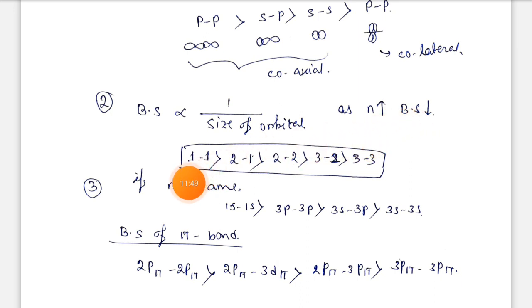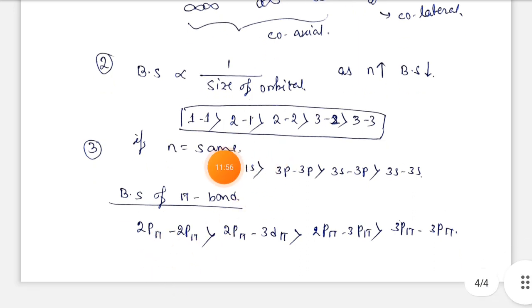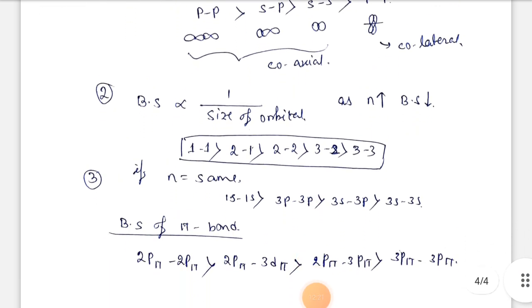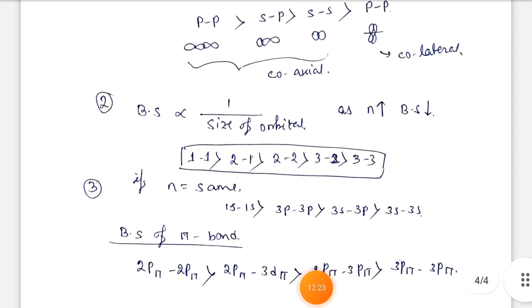So 1s-1s, then 1s-2s, then 2s-2s, then 3s-2s, then 3s-3s. If n is the same, that is the principal quantum number is the same, then 3p-3p is greater than 3s-3p, then 3s-3s. Next, bond strength of pi bond: first 2p-2p pi is greater than 2p-3d pi. Next 2p-3p pi and 3p-3p pi. These are very important concepts you have to remember for question solving in the examination. Okay, thank you.